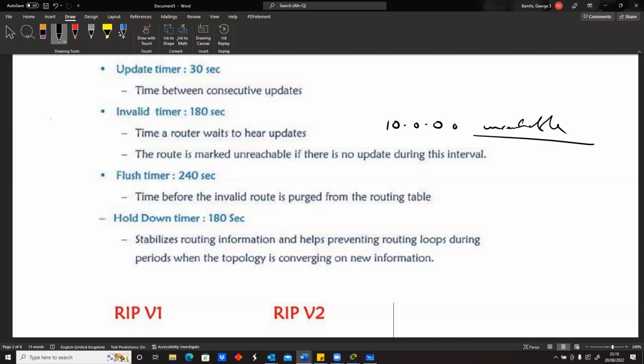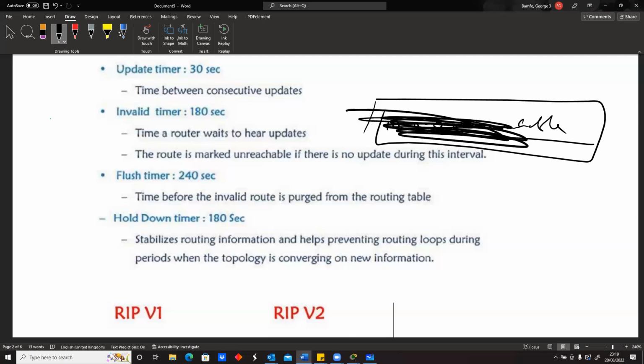But if you don't hear from that person for 240 seconds, you say that this particular network is not valid. And what it means is that if it is not valid, you can remove it from your routing table. So you say, I don't know how to go about it, so I delete it. It's not something that I want to bother my head with.